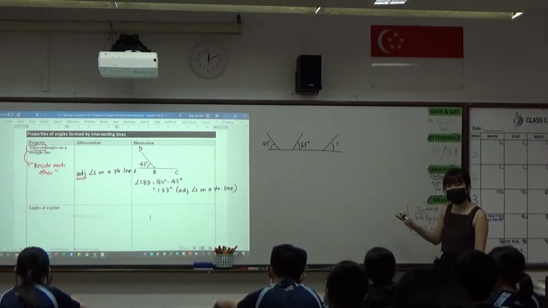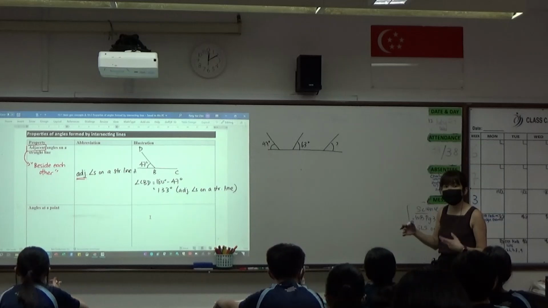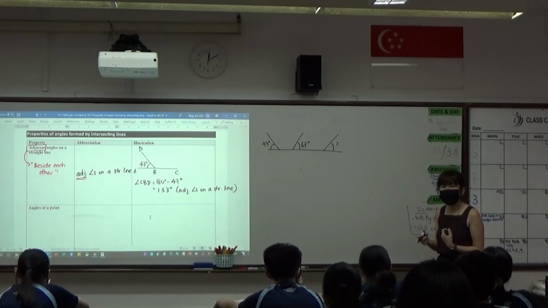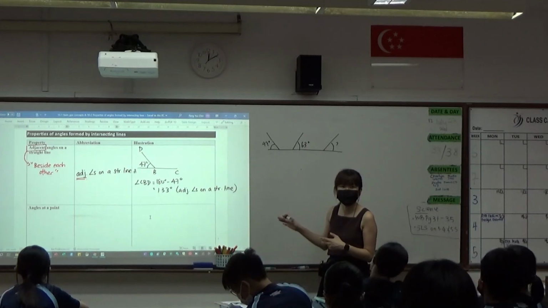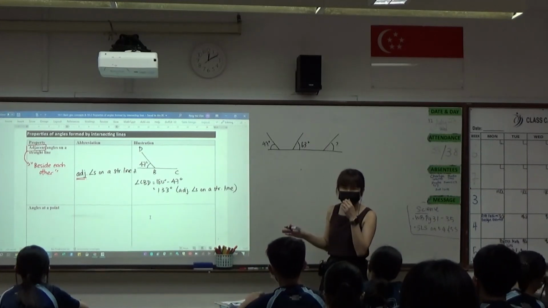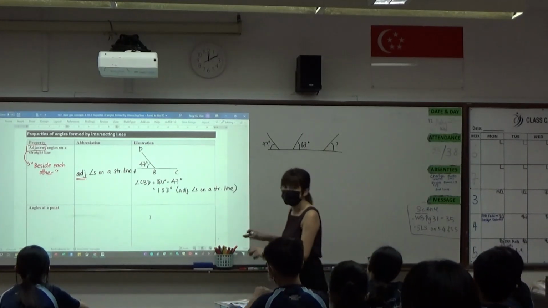Okay? Questions? Brandon, let's use frowning. You okay? Alright, you get it? You don't get it. Why you don't get it? You don't get the adjacent part.